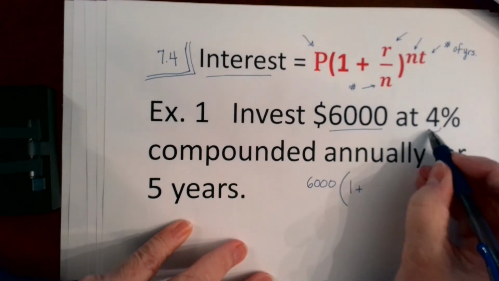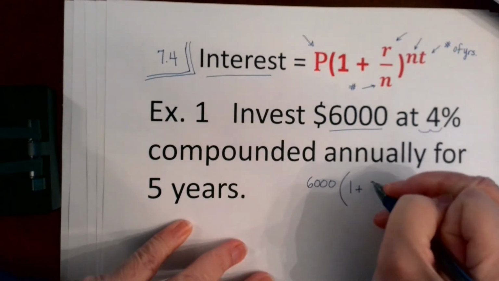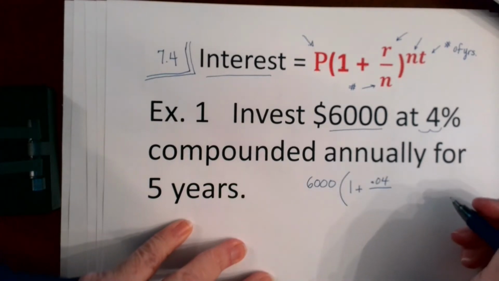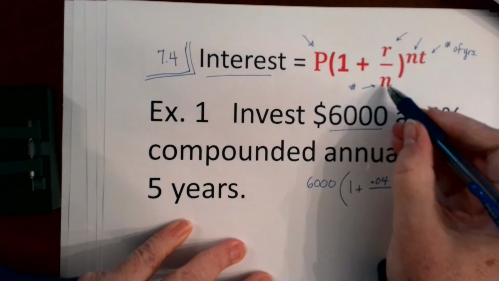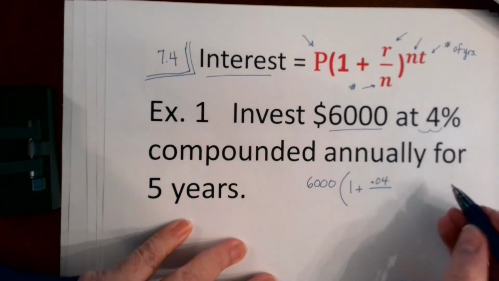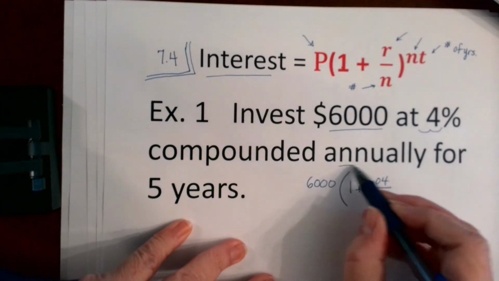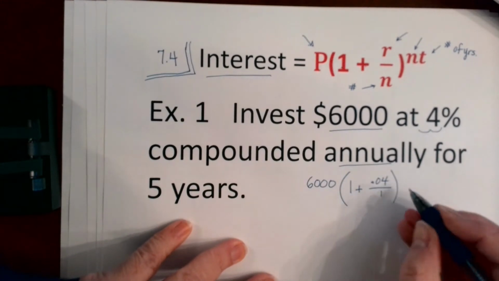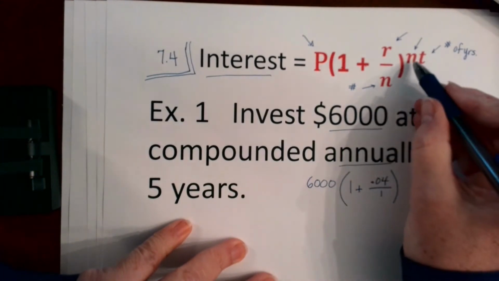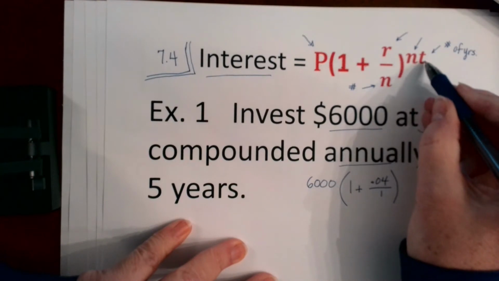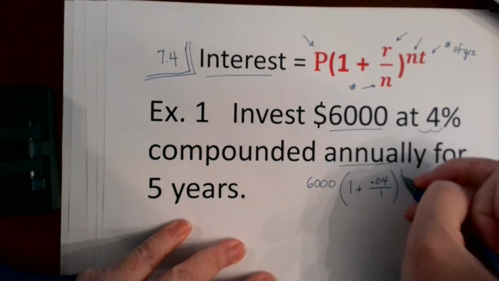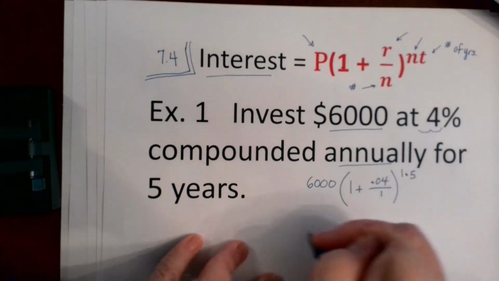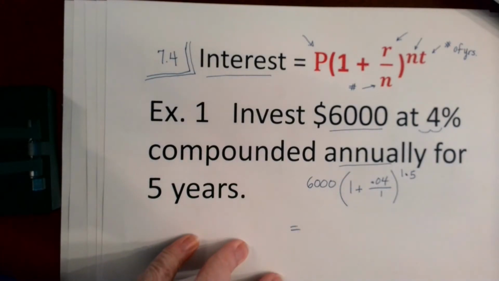We can't just throw a percent in there. We have to cha-ching, move the decimal twice. 0.04 is the same as 4%, and it's divided by the number of times per year the bank looks at it. Well, it's going to look at it annually, once a year. We didn't even have to put that 1 there. So up here we're going to say 1 times a year times 5 years. 1 times 5, we could have just written a 5. And now we're going to solve this equation.